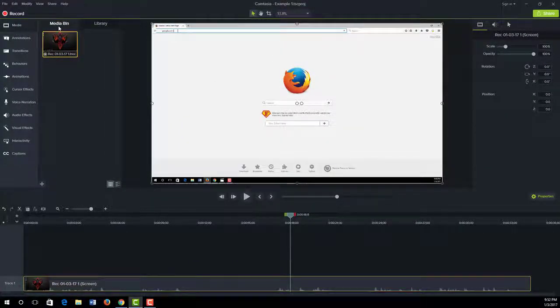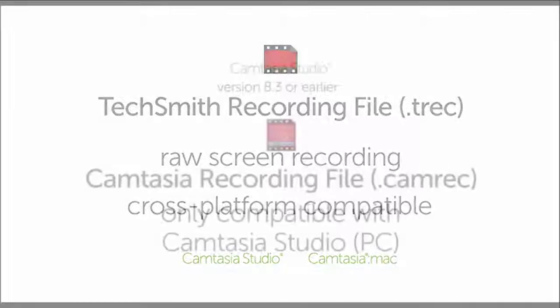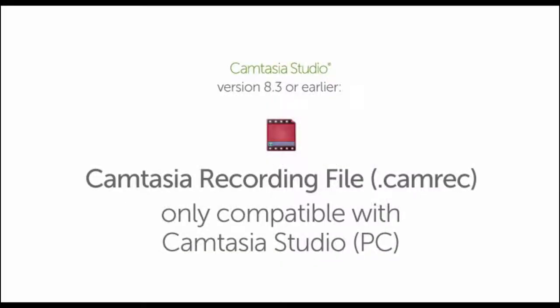In the Media Bin section, we can see our raw recorded file. Our recording TREC file is a raw screen recording. This is also cross-platform compatible. That means we can use this file in Camtasia Studio for PC and Camtasia Mac projects. If you are using Camtasia Studio version 8.3 or earlier, then your recording file will be .camrec. This file is only compatible with Camtasia Studio PC.